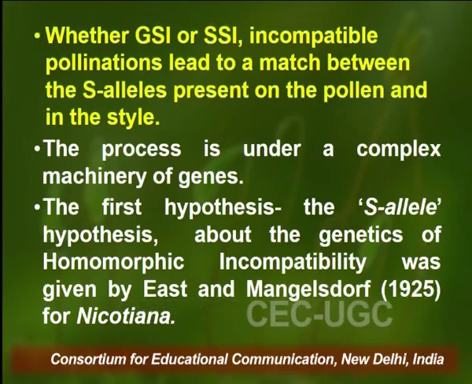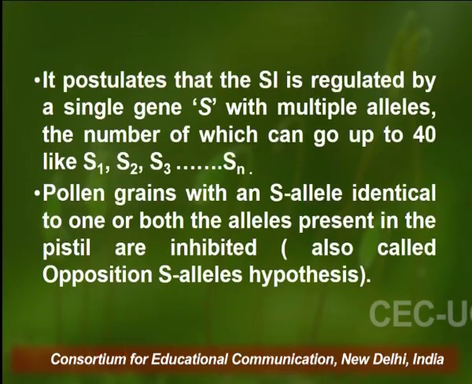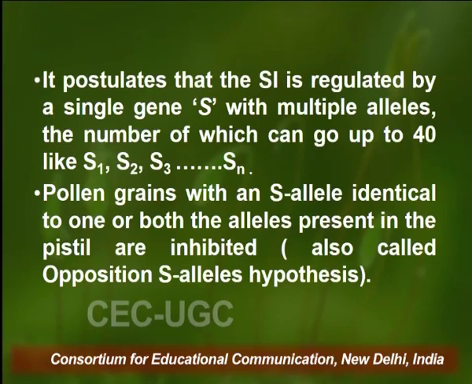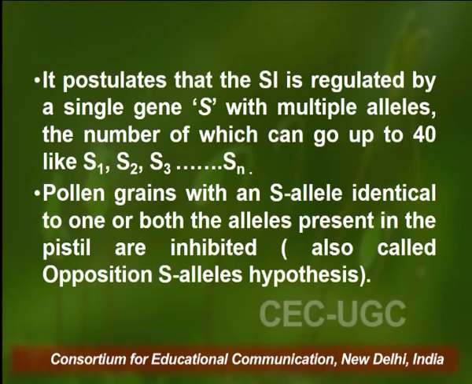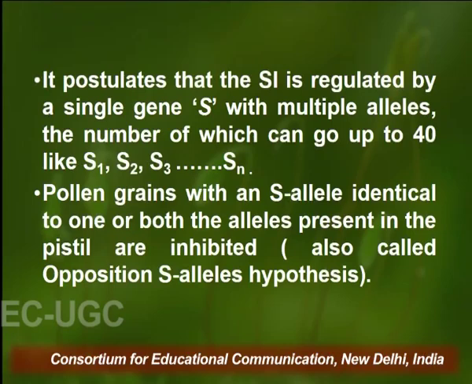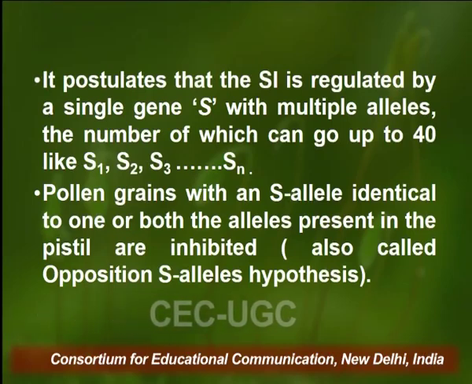The process is under a very complex machinery of genes, and the first hypothesis for this mechanism was given by East and Mangelsdorf in 1925 in Nicotiana, and this hypothesis is also called the S allele hypothesis. This S allele hypothesis postulates that self-incompatibility is regulated by a single gene. This single gene is S, and it has many alleles, or it's multiple allelic, and the number of alleles can go up to 40 also.